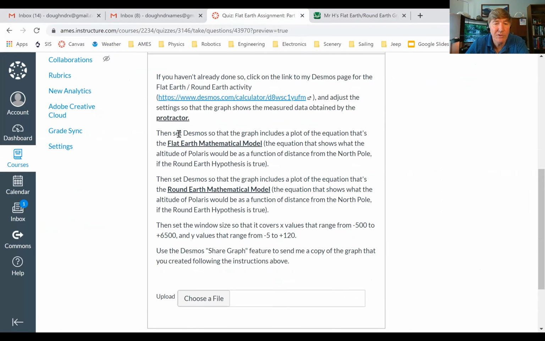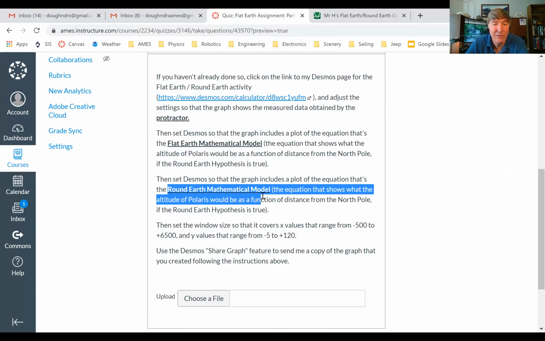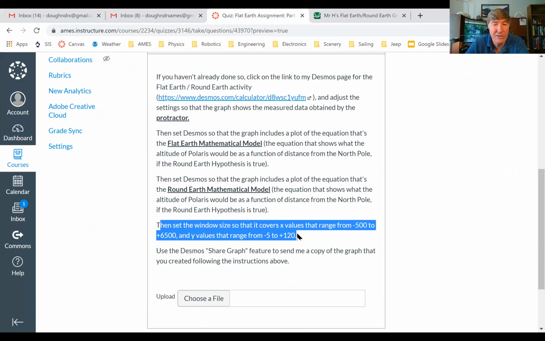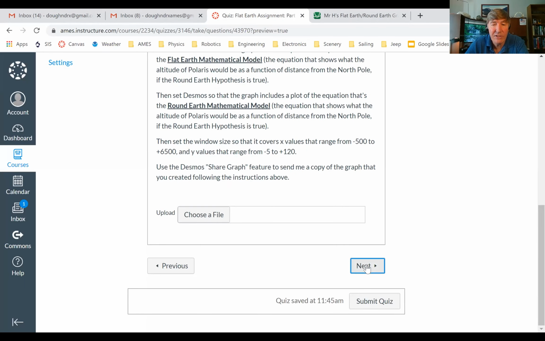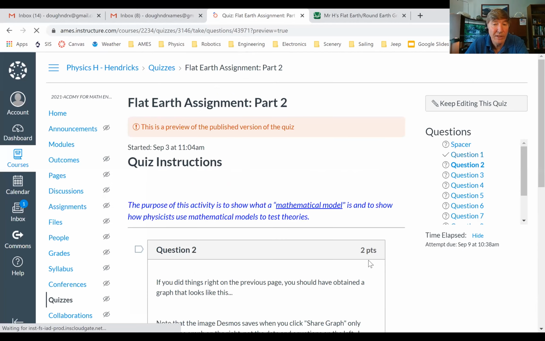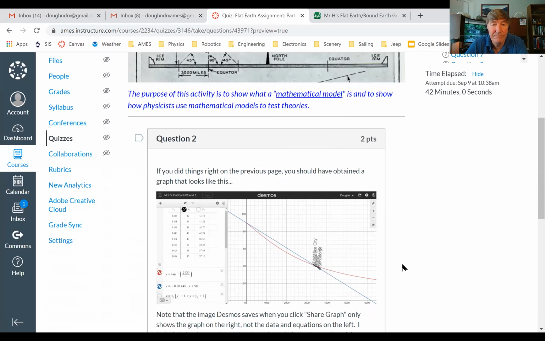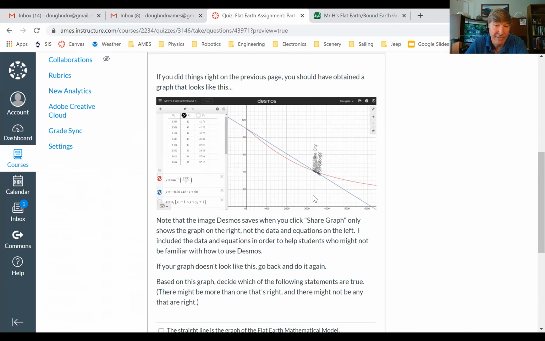So question number 2 says basically just recreate this. So set Desmos a certain way. Click on this link here and then activate the flat Earth model, activate the round Earth model, set the window size as such, and then use Desmos to share the graph and then upload the graph. So basically, all I'm asking you to do on Canvas is just recreate what we just did. Okay, and I even give you the answers.